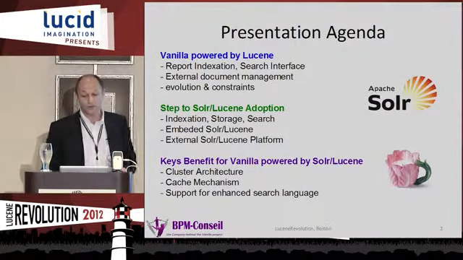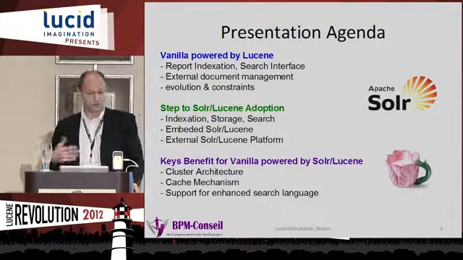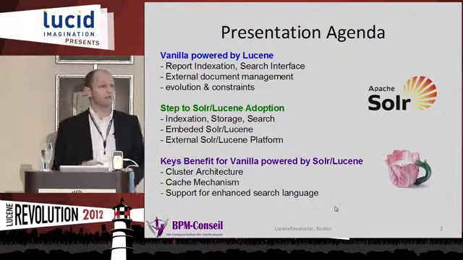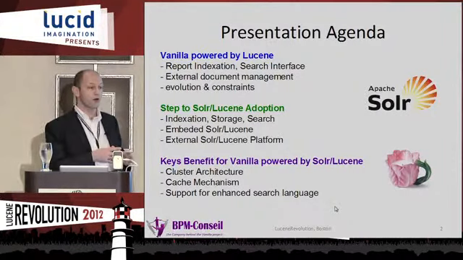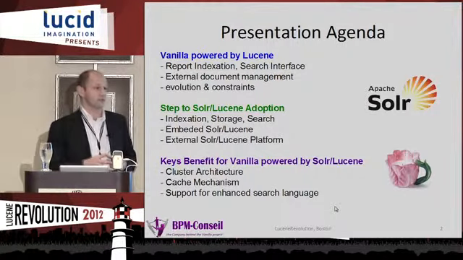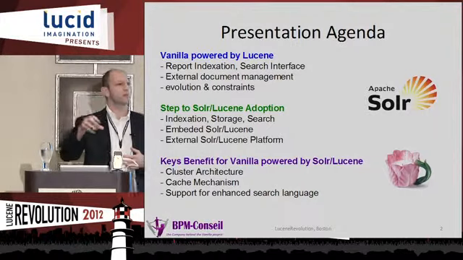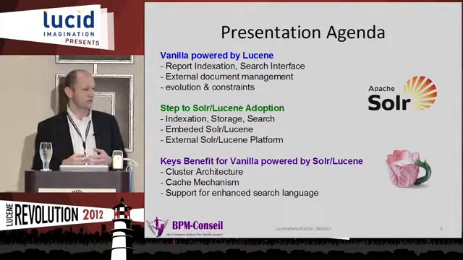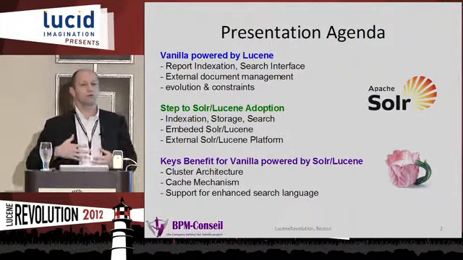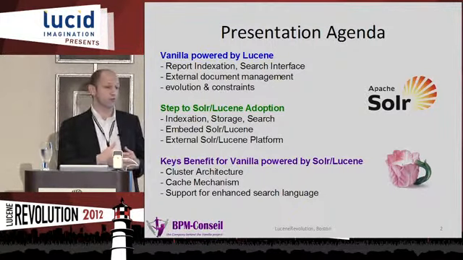So the agenda is very simple. First, I will show you how we use Lucene to power Vanilla. Second, what were the technical steps to move from Lucene to Solr Lucene, and what are the benefits of this? Maybe some of you have started to use Lucene, just taking the API and putting it in an application. And after, when your application is growing, you want to move to a larger infrastructure. This is exactly what happened to the Vanilla project.